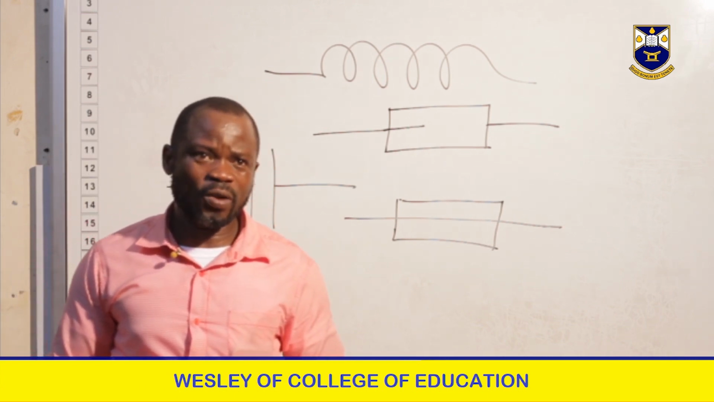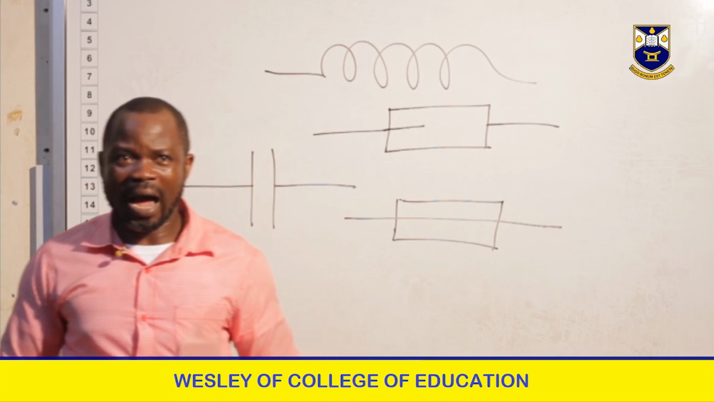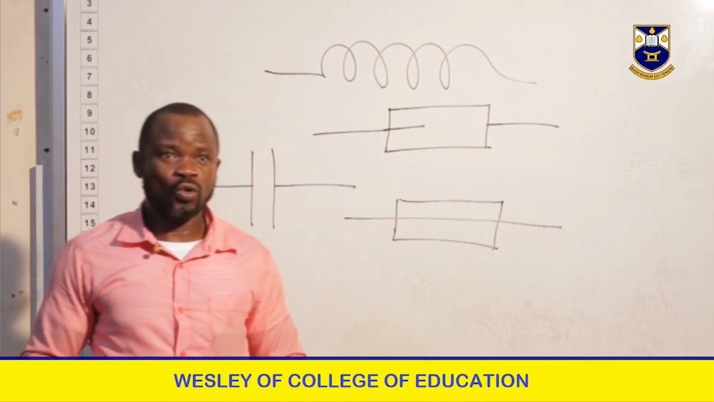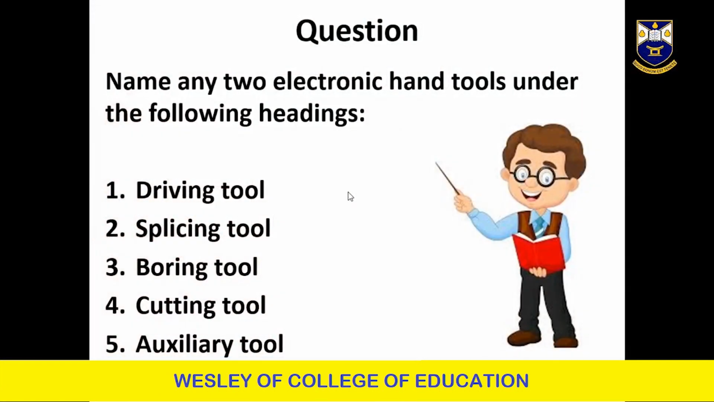But we also have questions for you. Our question for you is: name any two electronic hand tools under the following headings. You have driving tool, splicing tool, boring tool, cutting tool, auxiliary tool. Please do that. We will give you dates of submission so that you do that in the nick of time.